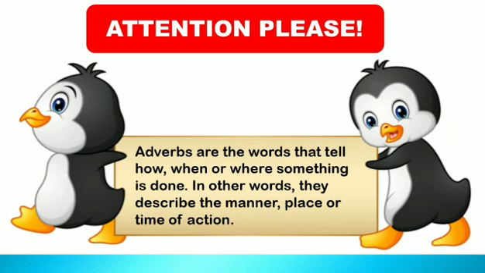Now please pay attention, we are just quickly going to revise what we learned today. We learned that adverbs are the words that tell how, when or where something is done. In other words, they describe the manner, place or time of action. Correct? So, adverbs are the words which are telling you or describing an action or a verb. They tell you something more about the verb, and the things that they explain about the verb are how the action is being performed, where the action is being performed, and when the action is being performed.